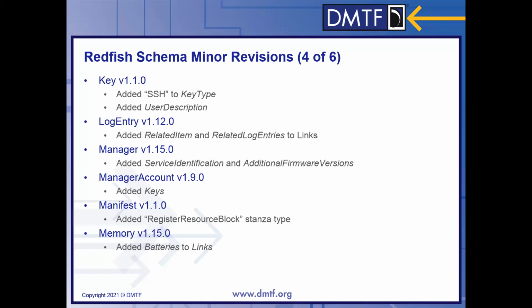Within Manifest, there was a new type of stanza added for composition requests. This register resource block was added so that if you have a fabric manager with a lot of disaggregated equipment, you have various servers that you need to track. Maybe you want to allow users to compose new systems out of an existing server. And so this allows a user to notify a manager that, this server that already exists, I want that to be able to be used in composition requests in the future.